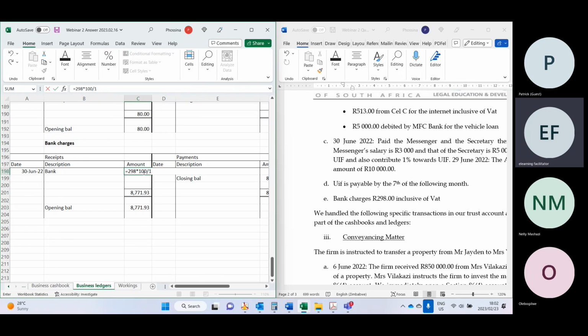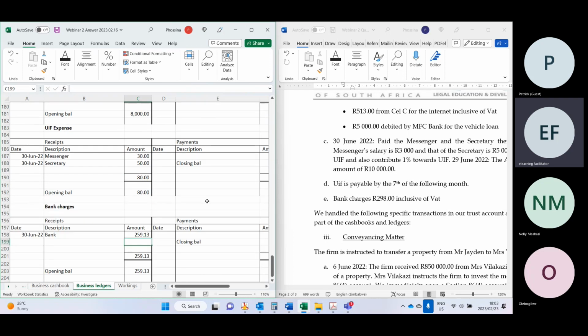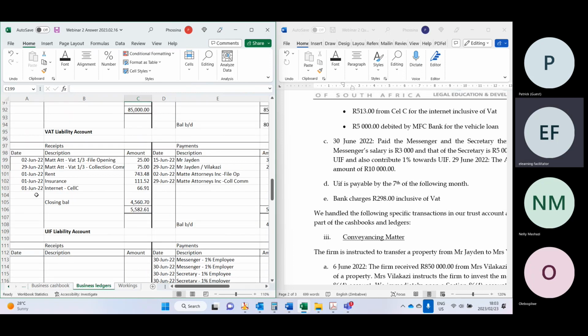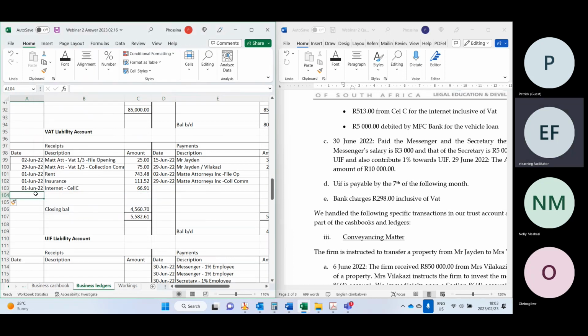So it's inclusive of VAT. We are now taking out the VAT component. So we'll capture 100% divided by 115, which becomes 259.13. And then when we go to our VAT account, we take in the component of the VAT, which is 30 June 2022. So it's our bank charges, and it's 298 multiplied by 15 divided by 115, like that. So that's how we determine.